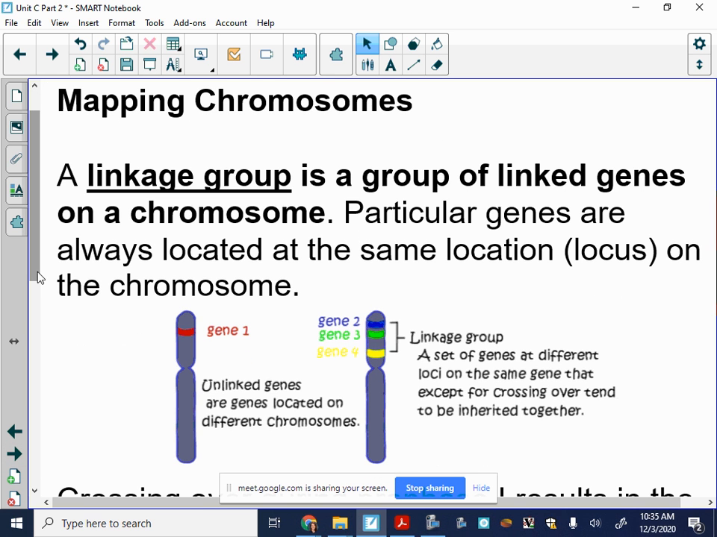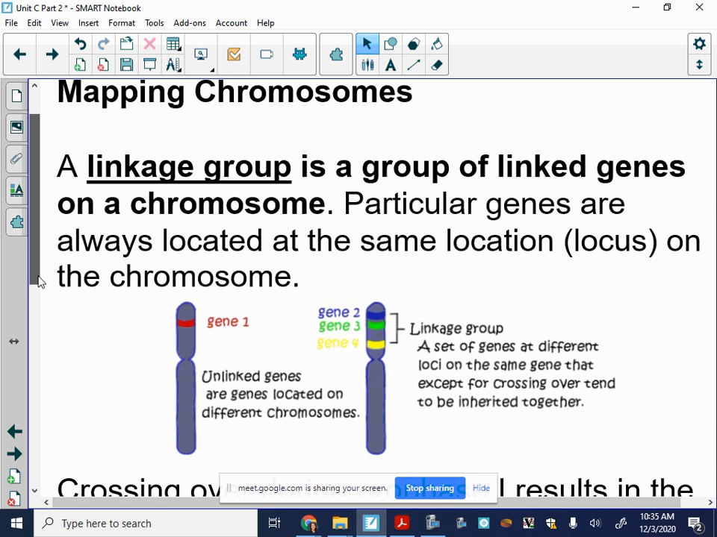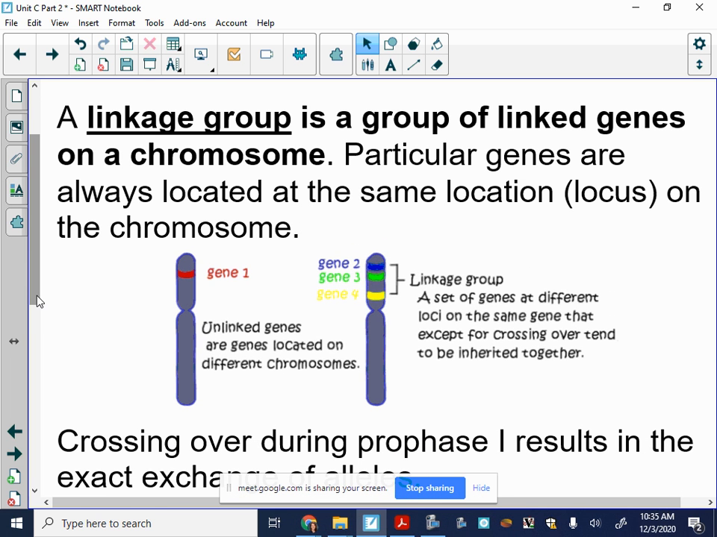So how did geneticists figure out where the genes are on the chromosomes? It all has to do with crossing over, and we call these recombinations. The more frequently you get a recombination, the farther apart you assume the genes are. So let's talk about this again. A linkage group is a group of linked genes on a chromosome, so they're the ones that are on the same chromosome.